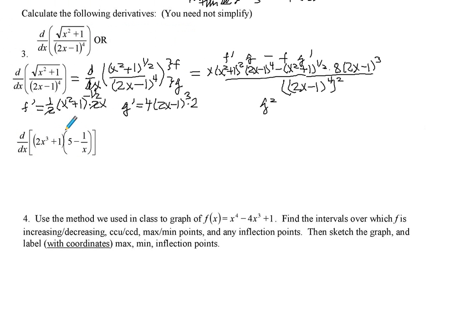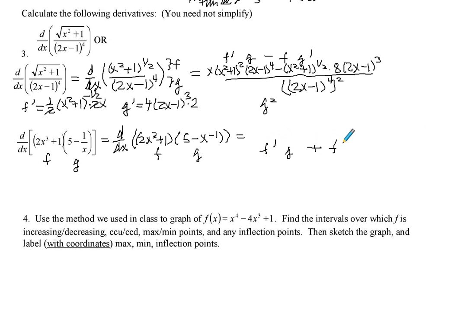So I look at this and I see a product of two functions. So here's our f, here's our g. Might want to rewrite here, derivative with respect to x of 2x cubed plus 1, and then let's write this as x to the negative 1 power, so times 5 minus x to the negative 1. So here's our f, here's our g. This is a straight product rule. F prime g plus fg prime.